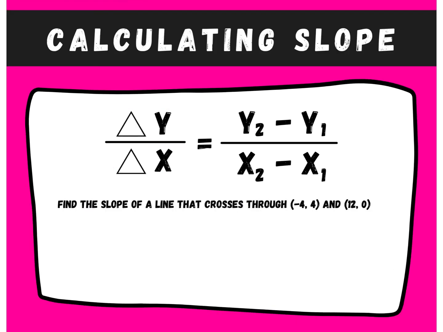Now, while that delta y over delta x helps us a lot when we're looking at a graph, what happens when we have the coordinates of 2 points and we don't have a graph to work with? That's where this equation comes in handy.